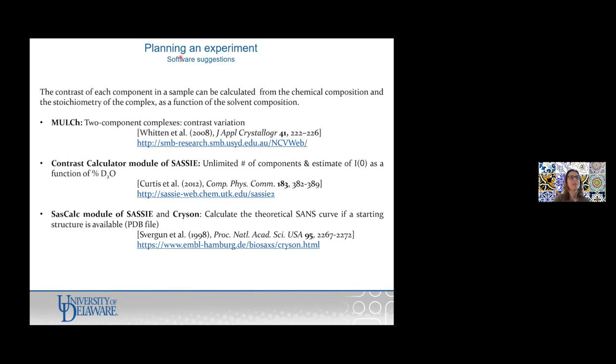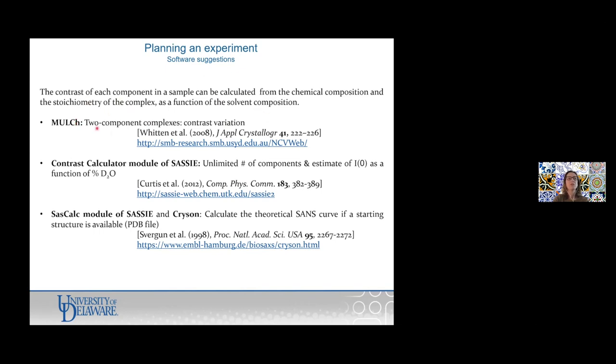Now in the tutorial, we're not going to do a whole contrast variation experiment. Unfortunately, we don't have time for that, but I wanted to just leave you some software suggestions. You can estimate the contrast of each component in your sample so that you know what to expect from your experiment. That will also make your proposal stronger if you include this information. So if you do some calculations and you know what to expect, then you're less likely to have surprises when you collect your data, and you're more likely to have a successful experiment.